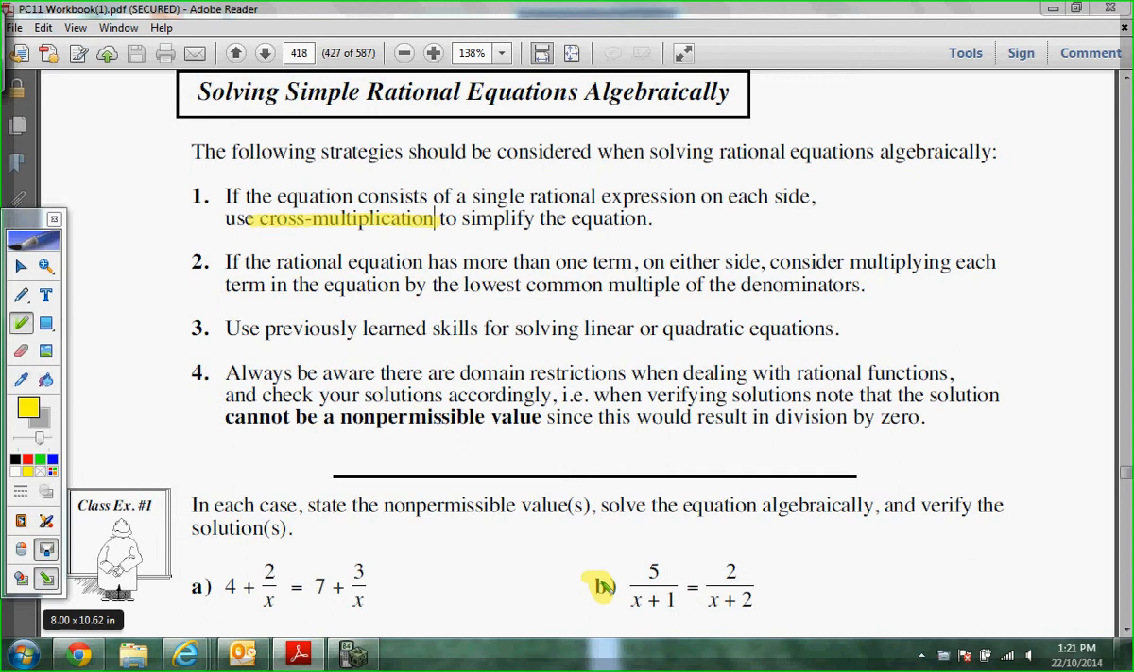If a rational equation has more than one term on either side, consider multiplying each term in the equation by the lowest common multiple of the denominator. What that means is, if you have different stuff on the bottom, we're getting common denominators for everything. Get them all the same. Use previously learned skills to solve linear and quadratic equations, so just regular solving, and then remember your non-permissibles.